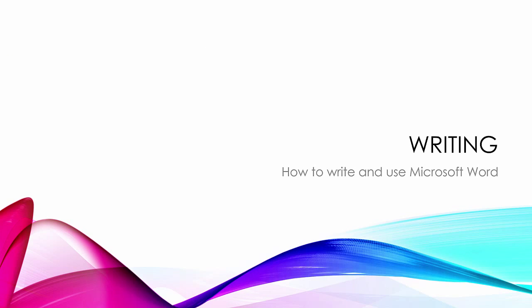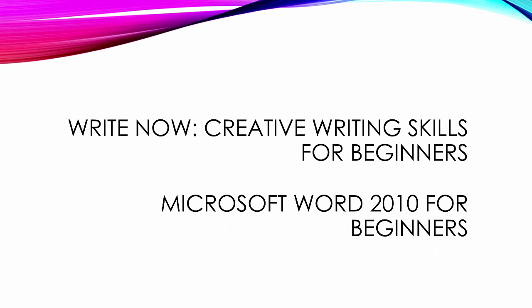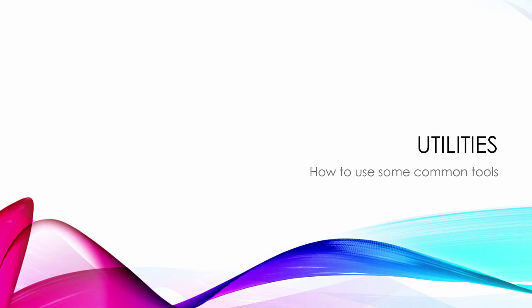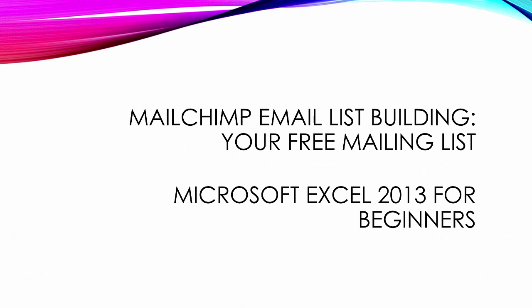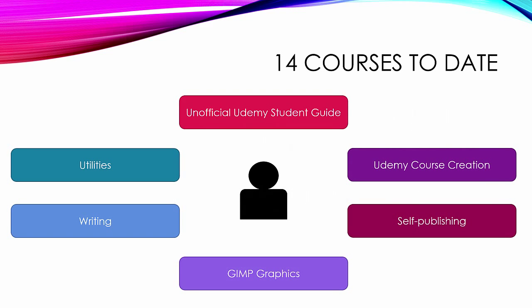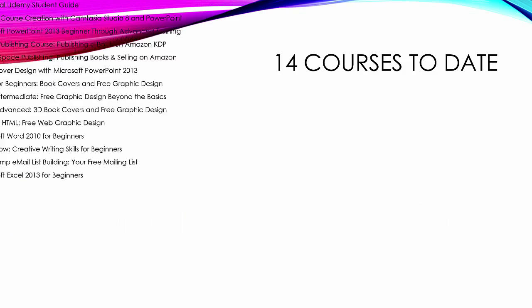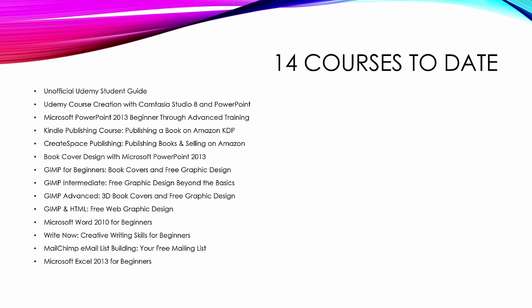In the area of writing, I have 2 courses that you might want to consider. One on creative writing basics and the other on use of Word, which I've already mentioned. In the area of utilities, I currently have 2 courses, one on MailChimp and the other on Microsoft Excel 2013. So that's the areas of my 14 courses. That's my 14 courses in a big bundle.